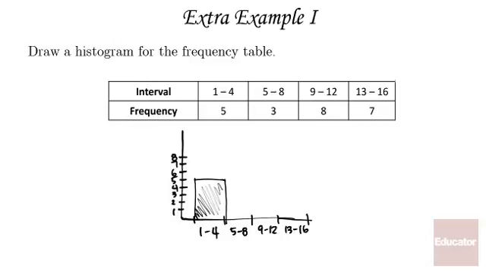The next one is 5 through 8. 5 through 8 is 3, so go up to 3. And the next one is 9 through 12. That interval is 8. So then up to 8.